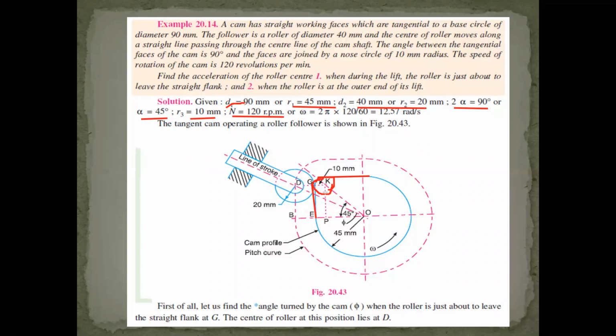And other symbols are as follows. K is the center of our nose circle, and G is one edge of our nose circle, and D is the center of our roller. And now you have to draw the vertical lines to the horizontal axis. Those are represented with B and E, and P.